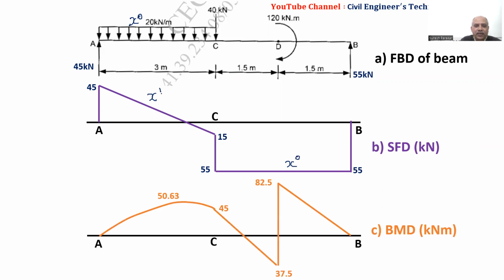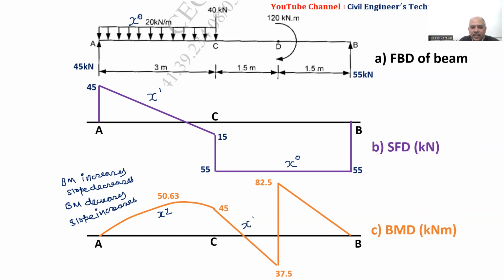And then we have the bending moment. You can see here x to the power 1, here x to the power 2. If the bending moment increases, the slope decreases. If the bending moment decreases, the slope increases. So we have to keep this part in mind. Now, this is x to the power 0, so this will be x to the power 1, increased by 1 from loading to BMD.